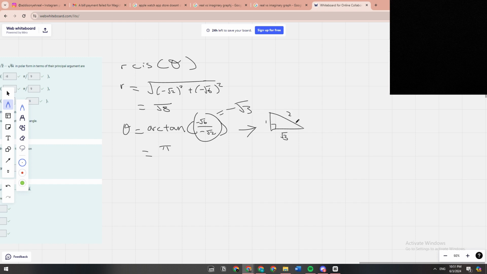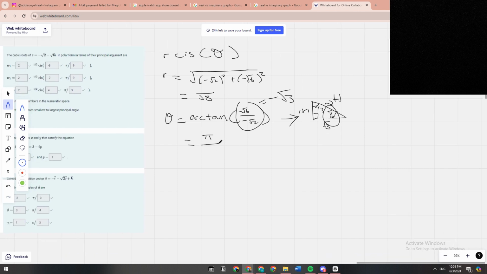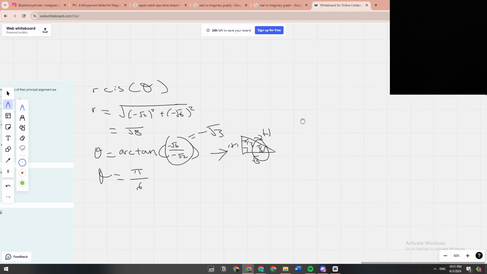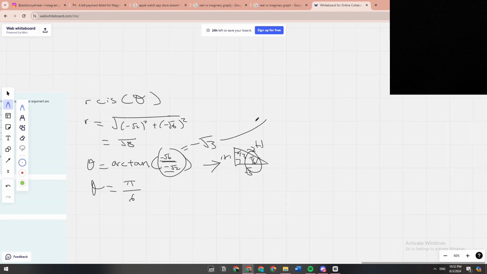And I'll tell you why this doesn't work just yet. So it should be pi on 6, using special triangles. But the reason it's not pi on 6 is because the top and bottom are negative, which means it's in the third quadrant. Why? The top is the y-axis, it's going negative. The bottom is the x-axis, also going negative, so it's in the third quadrant.